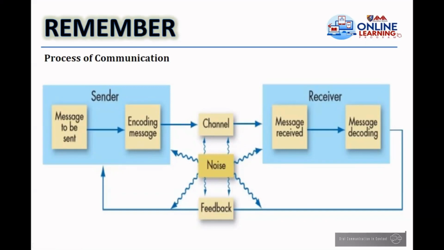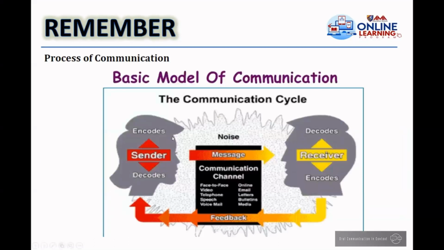Another illustration, this is the same as the first and second illustration, but I will just give a brief explanation about this. Basic model of communication, the communication cycle: sender, receiver. The sender encodes a message and it should be transmitted to the receiver through a chosen channel. So what are the different channels that you may use? Face-to-face, video, telephone, speech, voicemail, online, email, letters, bulletins, media, and others.